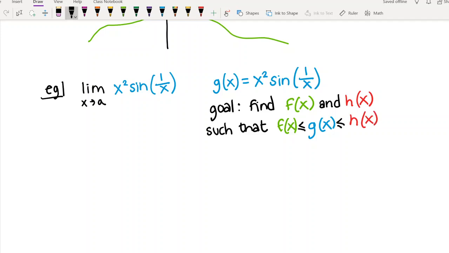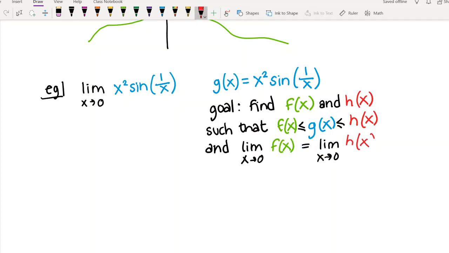And then additionally, we also need it to be true that the limit as x approaches, and sorry, I wrote x approaches a here, but we're really looking for the limit as x approaches 0. So we also need it to be true that the limit as x approaches 0 of the bottom function is the same as the limit as x approaches 0 of the top function. Because if that's true and we can find what that limit is, then we'll know that our function g of x has the same limit.